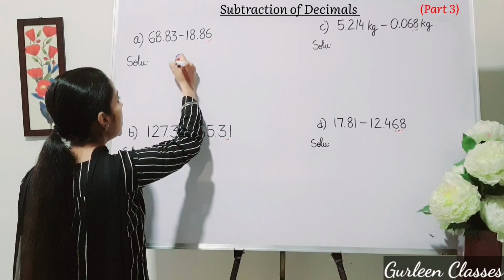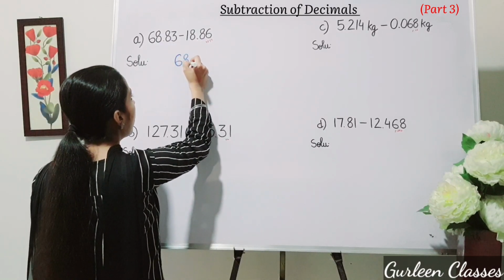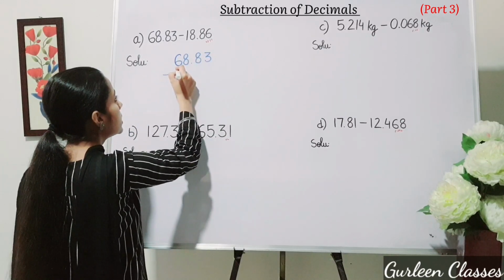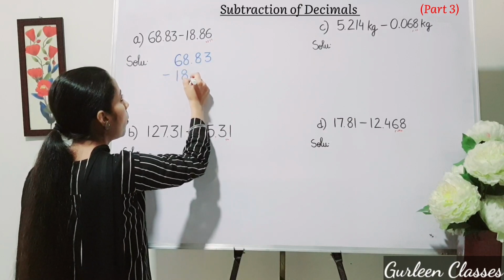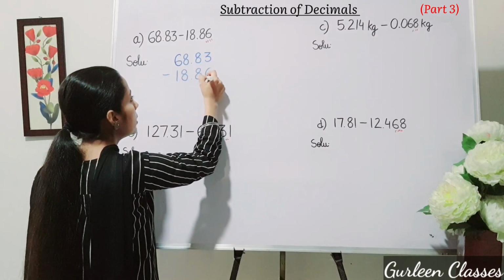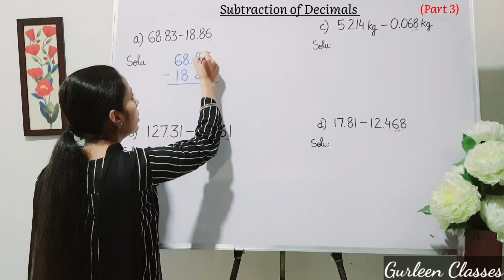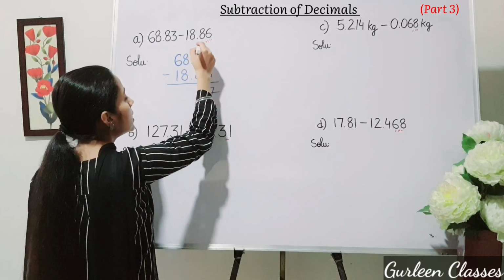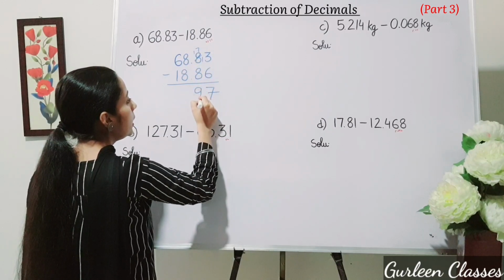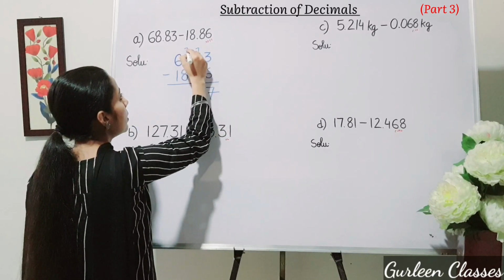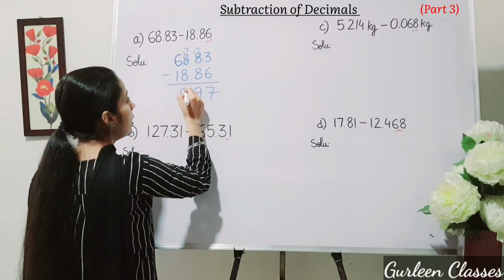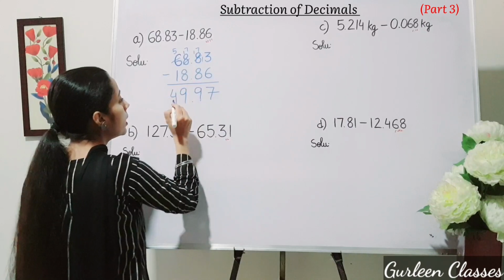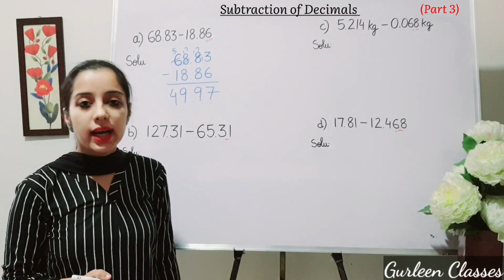Right here 68.83 minus 18.86. So 13 minus 6, 7. It will be 17. 17 minus 8, 9. So it will be 7. 17 minus 8, 9. So it will be 5. 5 minus 1, 4. So the answer is 49.97.